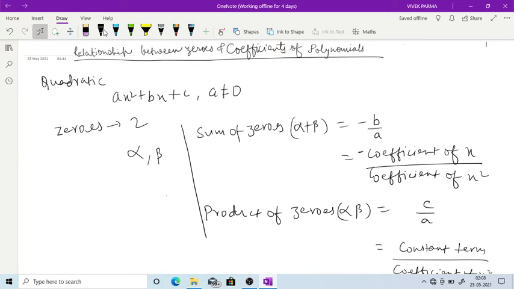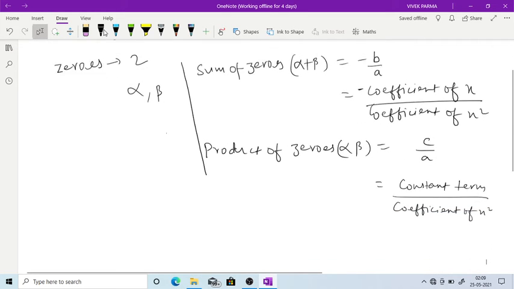So this is the relation for the quadratic polynomial between the sum of zeros and the product of zeros. The sum of zeros is minus b upon a, which is minus the coefficient of x upon the coefficient of x square, and the product of zeros is c upon a, the constant term of this polynomial upon the coefficient of x square.